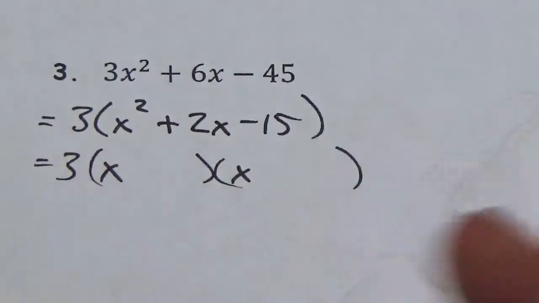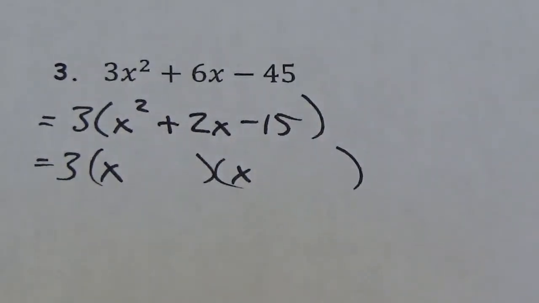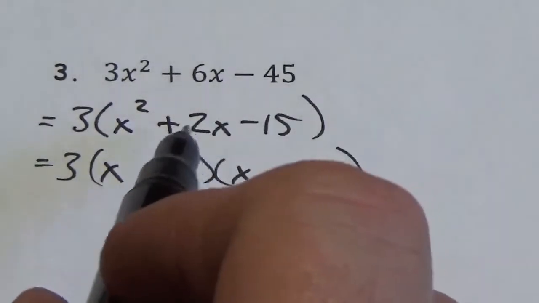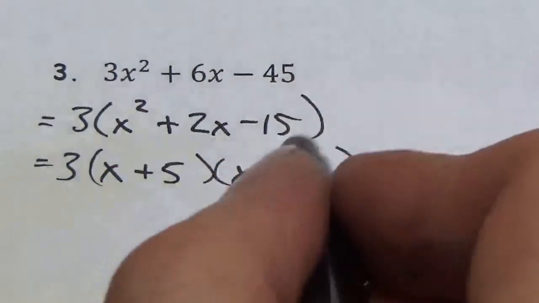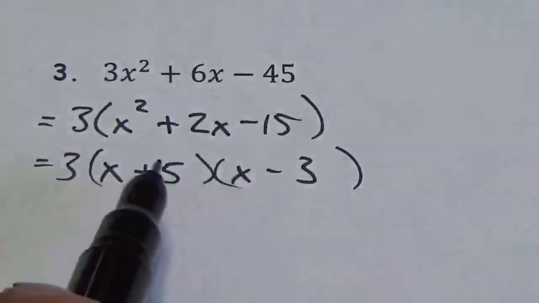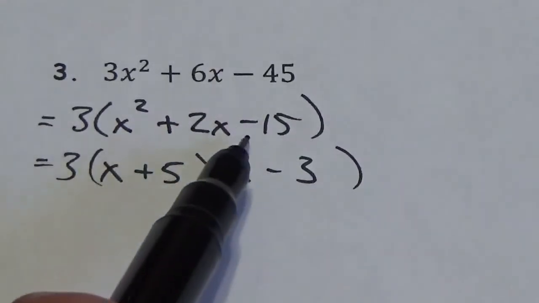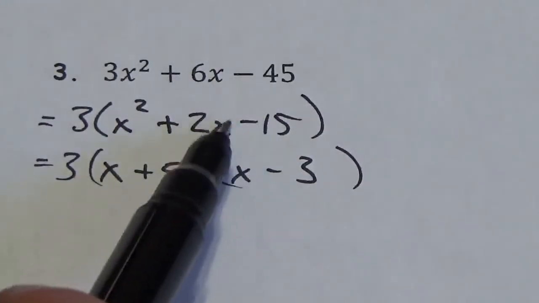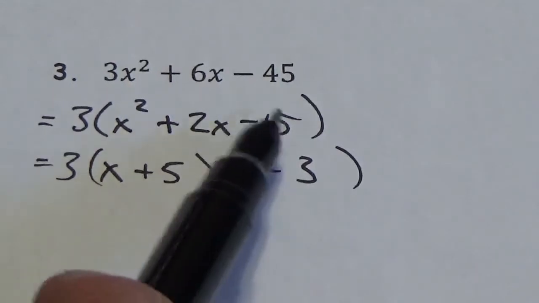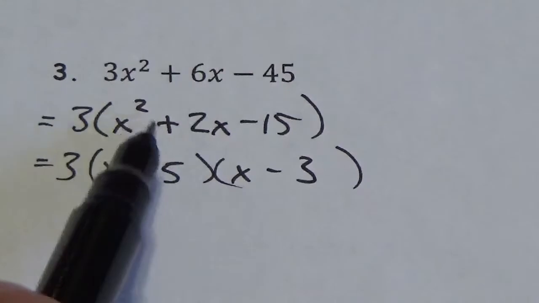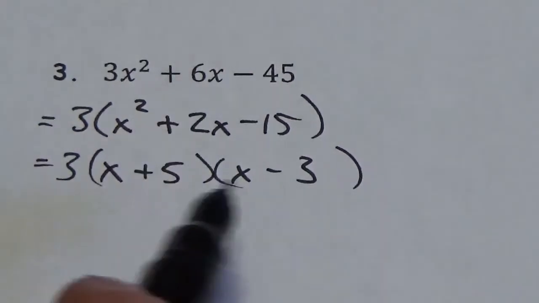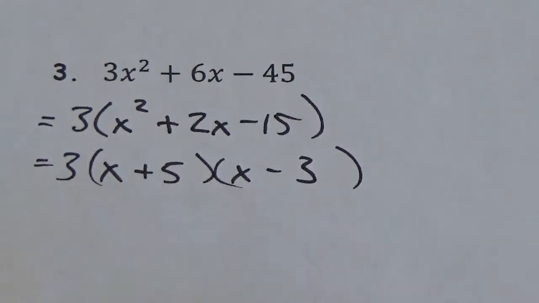Because the most obvious factors of 15 are going to be 5 and 3. And those do differ by 2. So as long as the 5 is positive and the 3 is negative. And if you're wondering how did I know that the 5 was positive, bear in mind that the 15 here is negative, meaning that one of these terms is positive, one of them is negative. But because the middle term is positive, that means the larger of the two numbers here has got to be the positive one. That's how I knew.